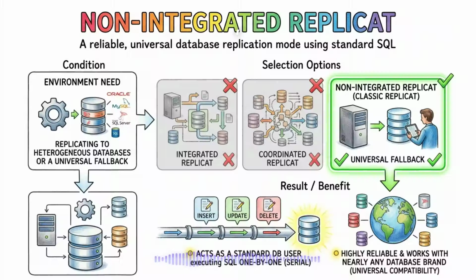There are several methods to perform an initial load, but the most common approach is using specialized Oracle tools like Data Pump export and import. You simply export the tables from your source database into a large file. Move that file across the network and import it into your target database.